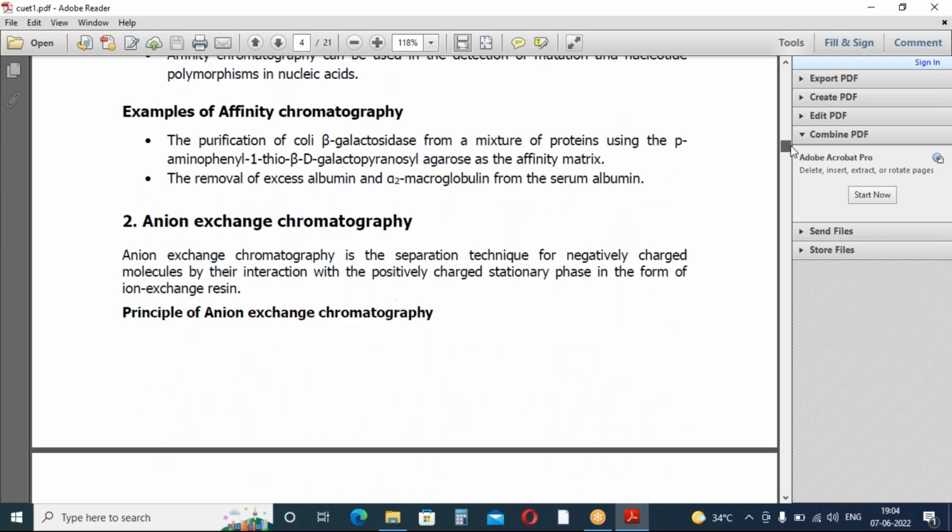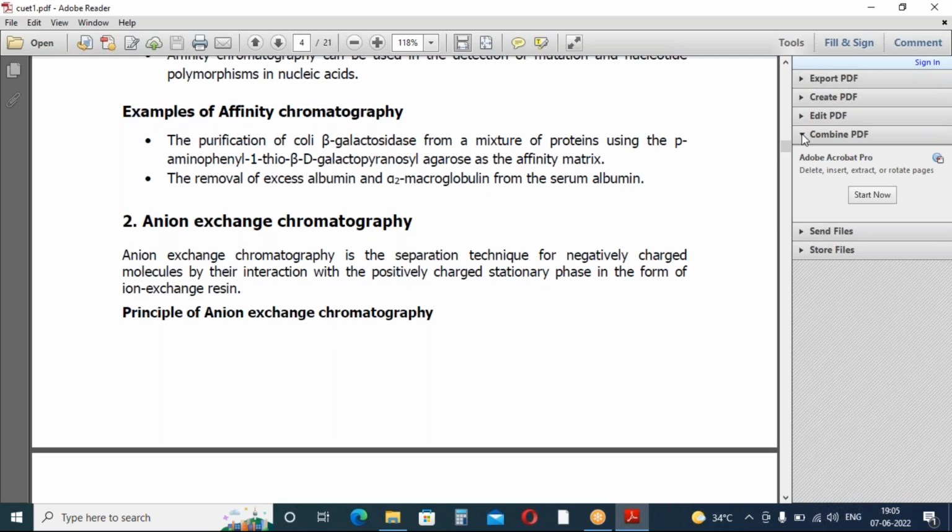Next coming to ion exchange chromatography, there are two types of chromatographic techniques: cation exchange and anion exchange chromatography. Based on the charge of the stationary phase, the components present in the mixture, carried with the mobile phase, are separated out. That means it is mainly based on charges, hence it is called ion exchange chromatography.